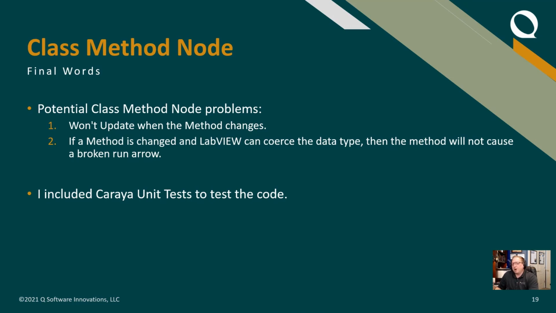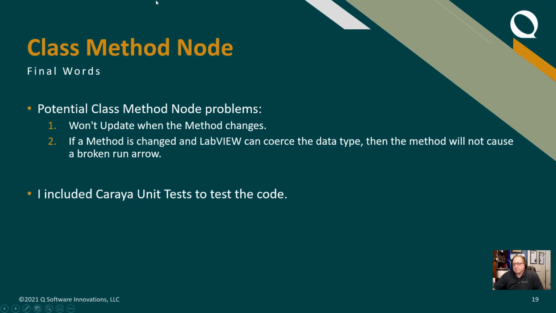One more insidious problem, though, is let's say you didn't change it from a number to a string, you changed it from a U32 to a double. Well, then it's not going to show up as broken. It's just going to coerce the data type. And this could be a problem if that causes problems in your code, in your method. So if I can figure out a way that changing the connector pane of the method causes the class method node to rescript, it would fix that problem.